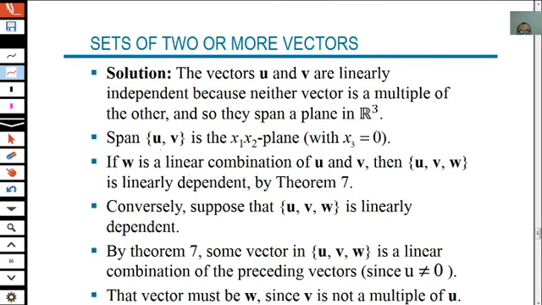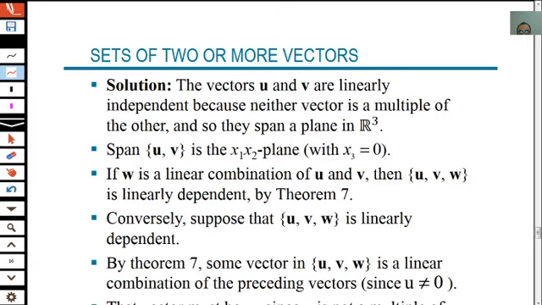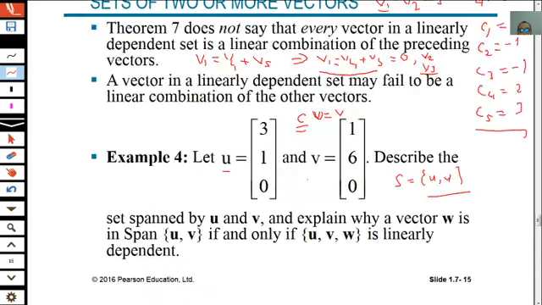So the set spanned by the vectors u and v forms a plane in the three-dimensional coordinate system because we have three components for the given vectors. You see, if they are linearly independent, or one of them is not a multiple of the other, it spans a plane in R cubed. So span u and v is the x1 x2 plane with x3 equal to 0. The third components are equal to 0, namely the vectors lie in the xy plane, on the ground.